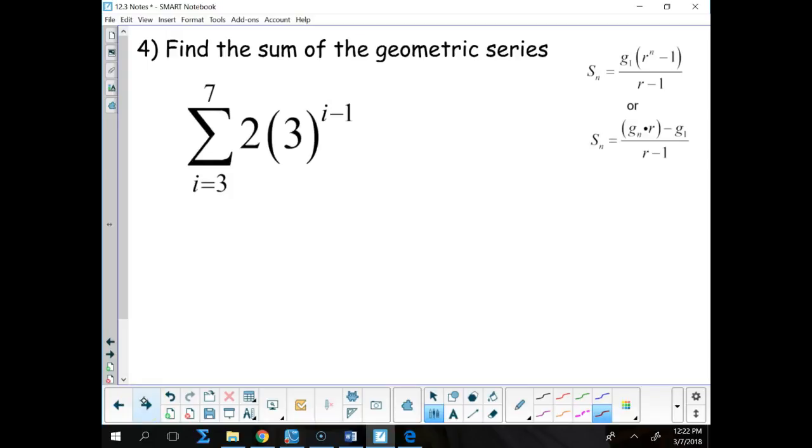Let's do this one. Top or bottom? Top this time. How do I find the first term? Plug in 3. 3 minus 1 is 2, 3 squared, times 2. So my first term is 18.